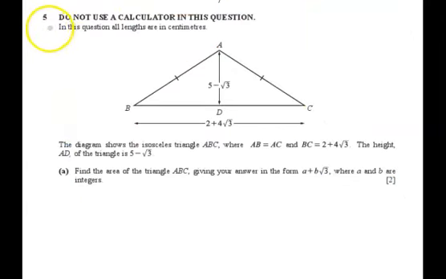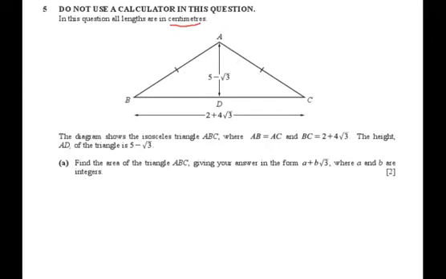Okay, for question number 5, in this question all lengths are in centimeters. The diagram shows the isosceles triangle ABC, where AB equals AC and BC, okay, here is given the measurement, and the height is AD. Okay, it's given the measurement too. Now let me scroll further downward here.